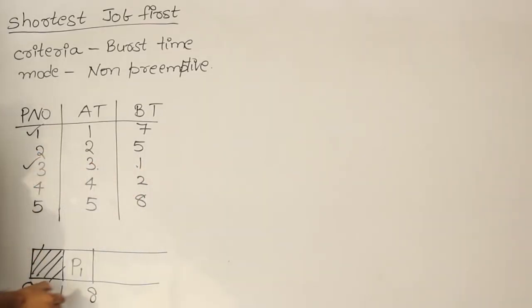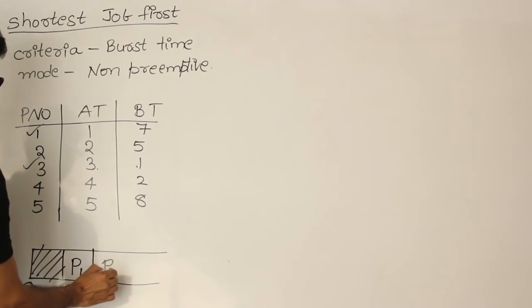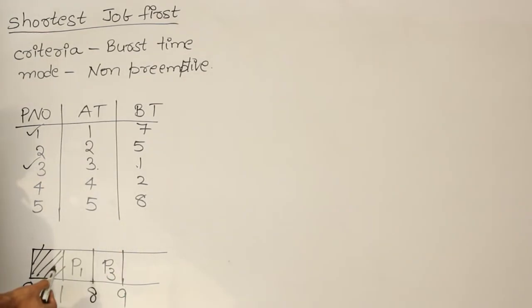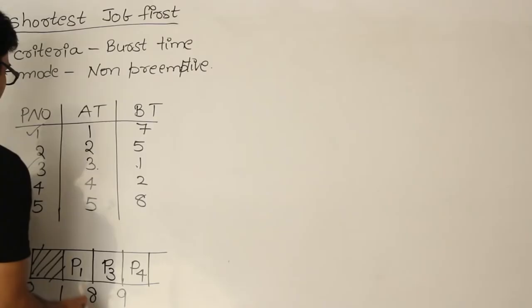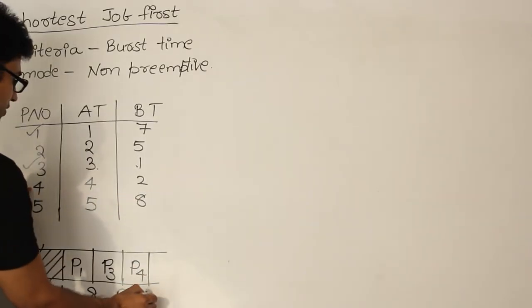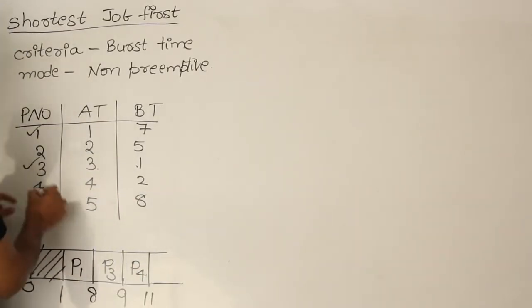Therefore I am going to take P3 next. It has a burst time of 1, so it is going to run till 9, right? Now P3 is over. Then what is the next one with the least burst time? Which is 2. Therefore P4, which has a burst time of 2, so the completion time is 11.